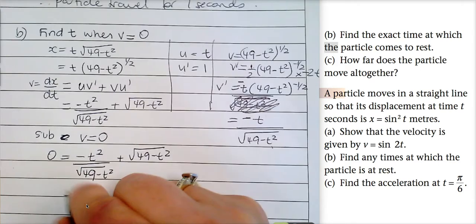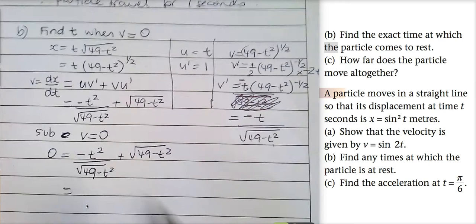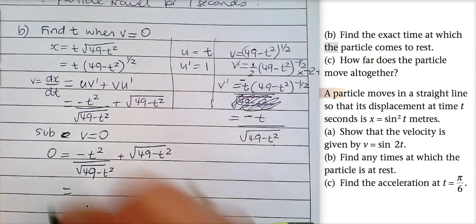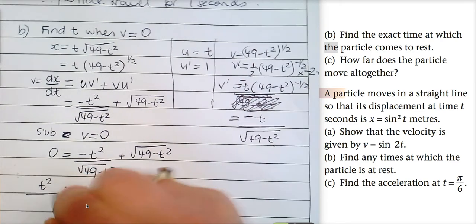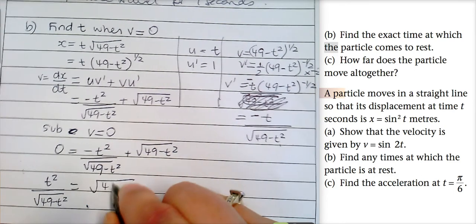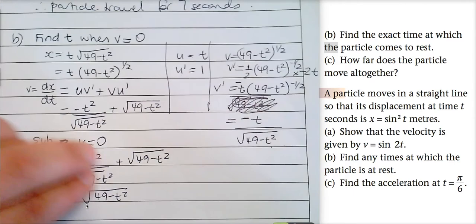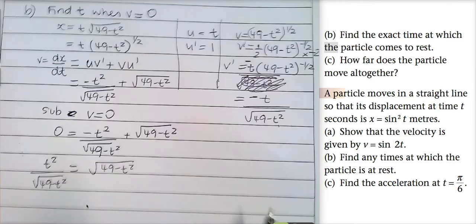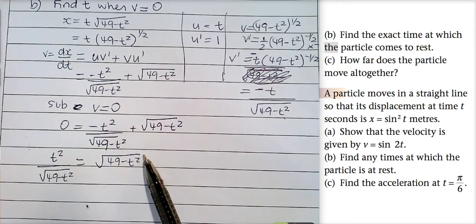How are you going to solve this, girls? I'd take this one over. You can. I'd go t squared over the square root of 49 minus t squared is the square root of 49 minus t squared, so t squared is 49 minus t squared. So I've just picked that up and taken it over. Now you can cross.